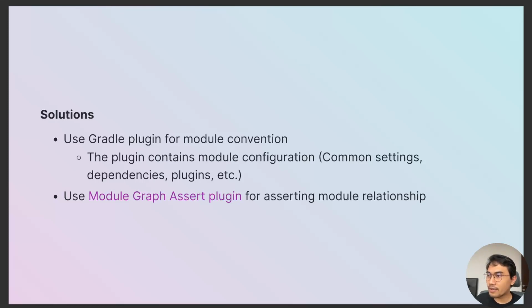The module convention plugin contains module configuration, like setting, dependencies, plugins, and so on. To make sure the module has correct relationships, we can use this cool plugin called the Module Graph Assert. It's created by Joseph Raska.